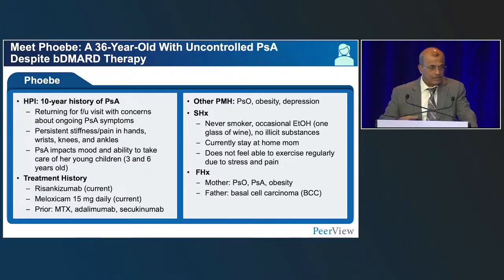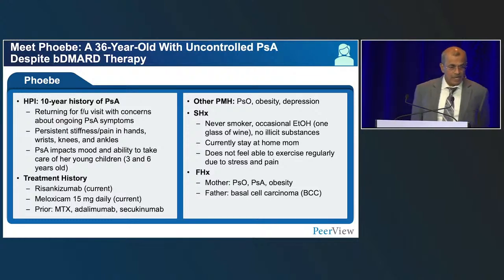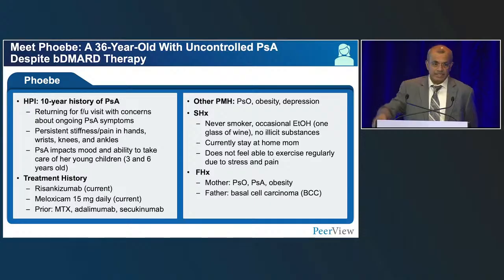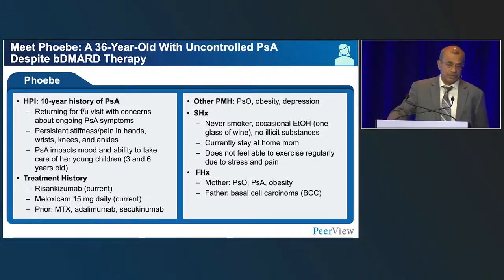Can I have the next slide? Yeah, so this is the last patient that we are going to discuss. This is Phoebe. She's a 36-year-old lady with uncontrolled psoriatic arthritis. Now, this is the extreme. The first patient was completely naive. The second patient was a methotrexate inadequate responder. This lady is a biologic inadequate responder. This is the difficult to treat patient that will fit that description.